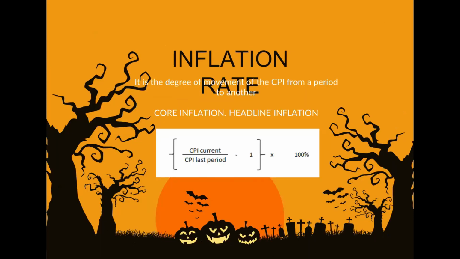But what is the use of that? So the inflation rate is the degree of movement of the CPI from one period to another. When we say inflation, this is the increase in prices of commodities. There are two types of inflation. Number one is the so-called core inflation. Core inflation is used for most of the economic estimates, where it excludes from the equation the movement of commodities or incidents with very volatile movement or outliers.